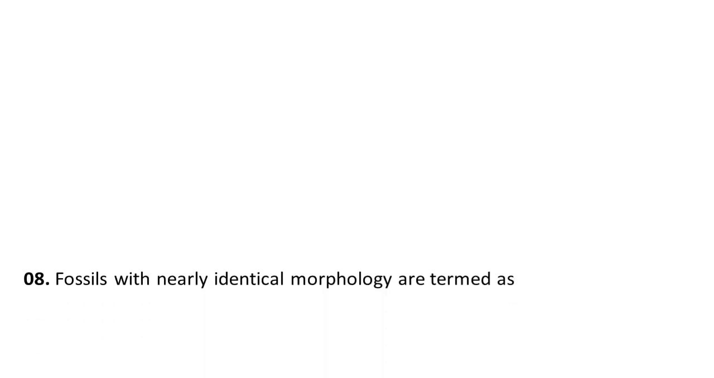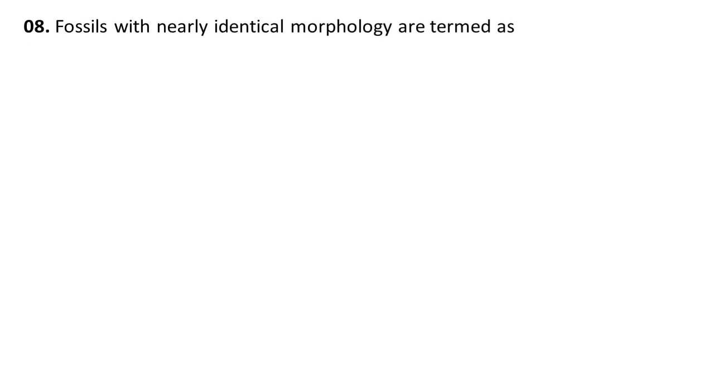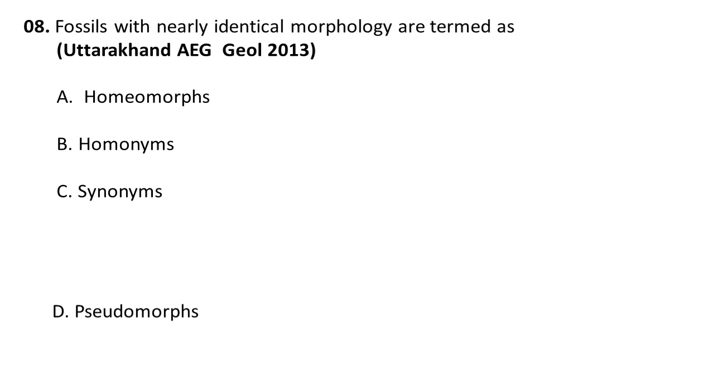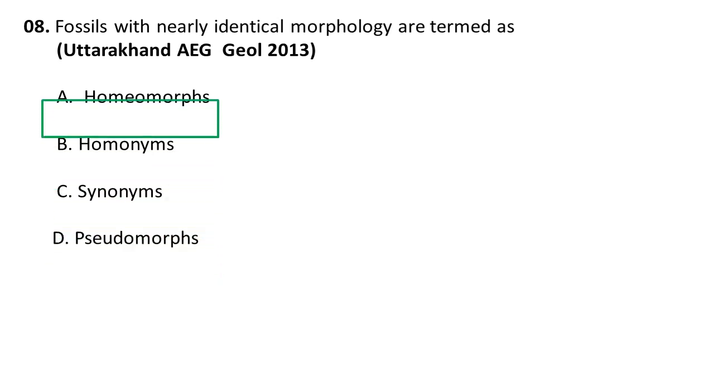Next question. Fossils with nearly identical morphology are termed as A. Homeomorphs, B. Homonyms, C. Synonyms and D. Pseudomorphs. So, fossils with nearly identical morphology, that means similar morphology, are known as homeomorphs. A is the correct option. Next question.